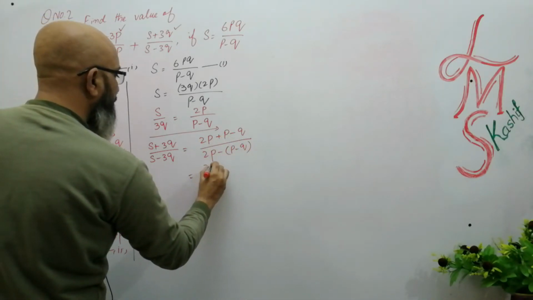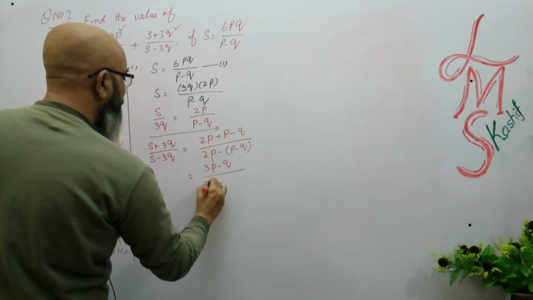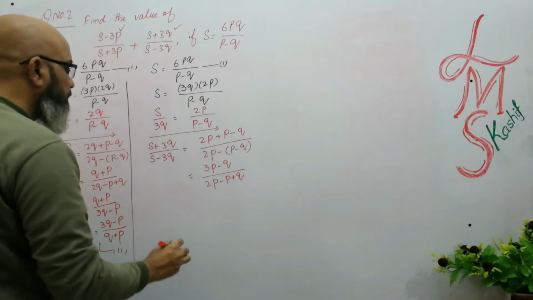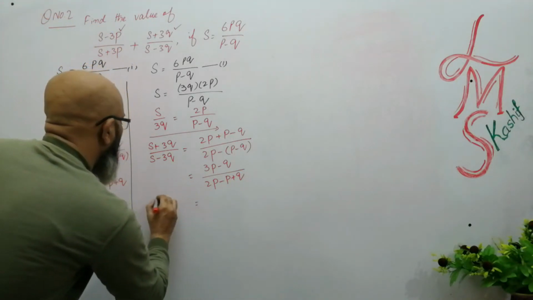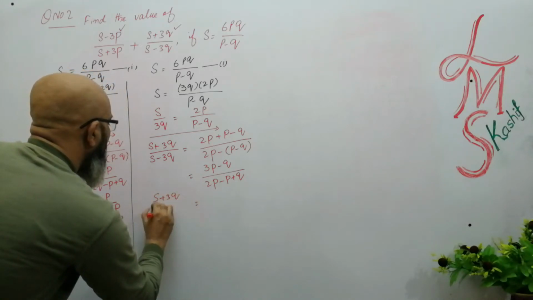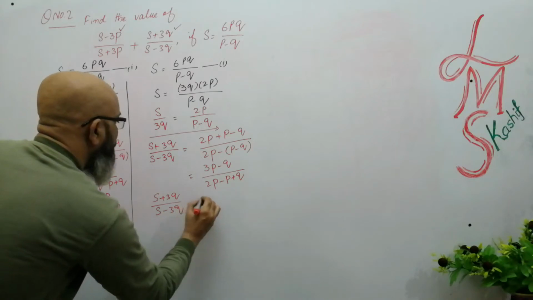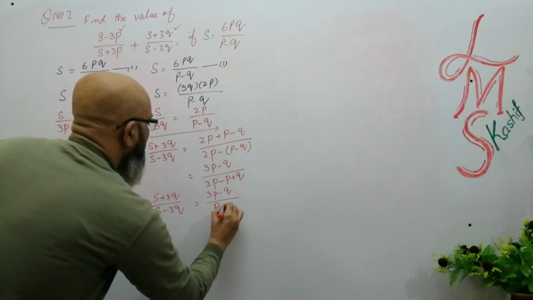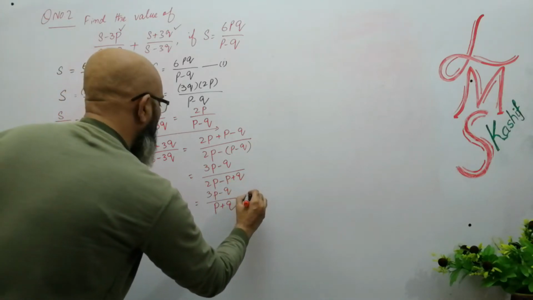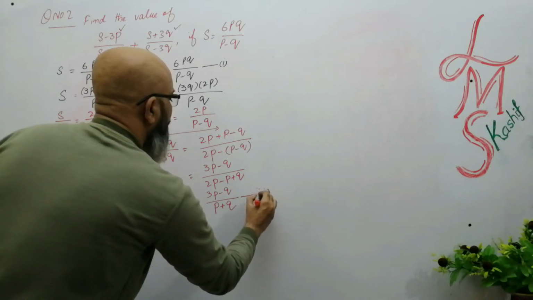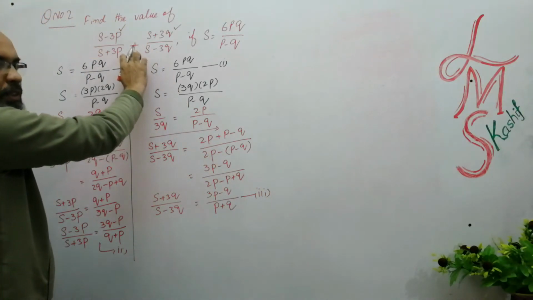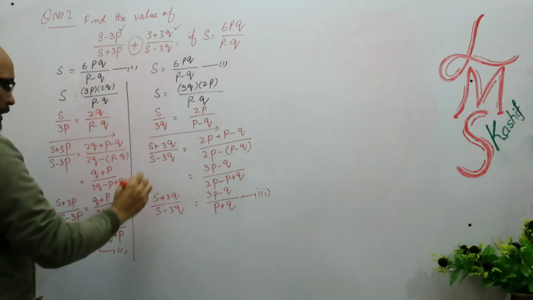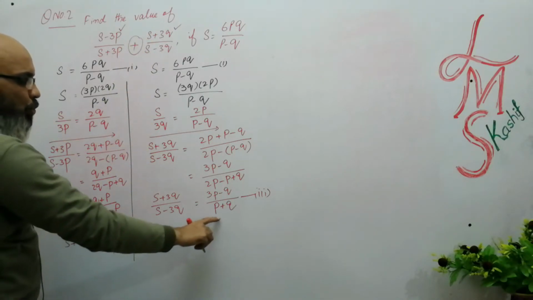2p plus p, that is 3p minus q over 2p minus p plus q. So S plus 3q over S minus 3q is equal to 3p minus q over p plus q. That is your equation number 3. In the previous question there is a sign of subtraction, so we will subtract both equations, but now here is a sign of addition, so it means we will add equation number 2 and 3.